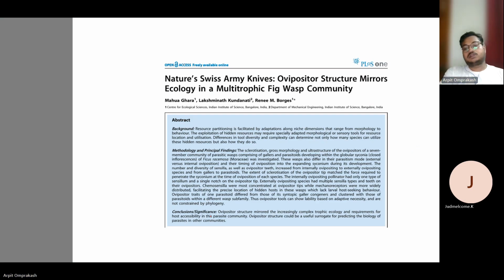So this is how the article looks if you download it. Again, we have the title and the authors. The numbers 1 and 2 tell us where the authors are from, so you can figure out where the research is happening. This is happening at the Center for Ecological Sciences, Indian Institute of Science, and some authors are from the Department of Mechanical Engineering, again at the Indian Institute of Science.